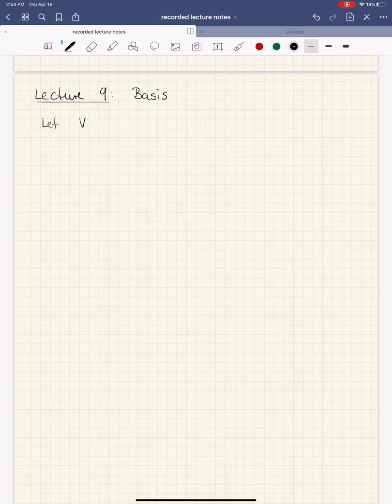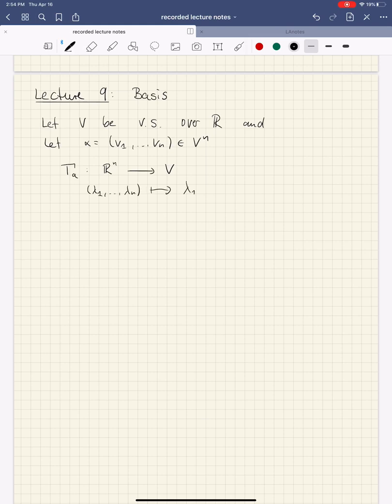So let V be a vector space over R, and let alpha equal v1 through vn be an n-tuple in V. Then we have this function gamma alpha that goes from Rn to V and sends a vector lambda 1 through lambda n to this linear combination.